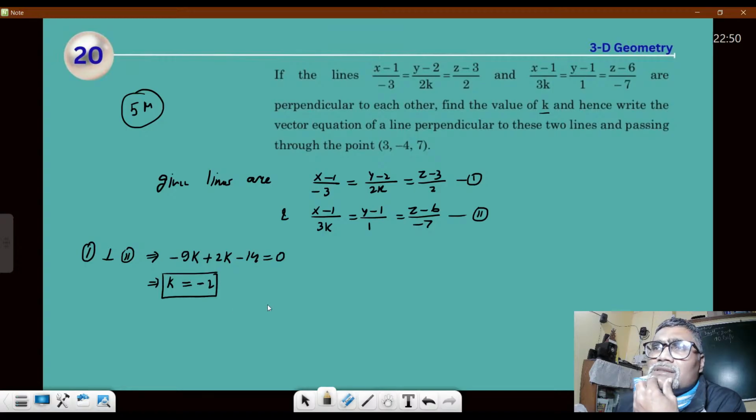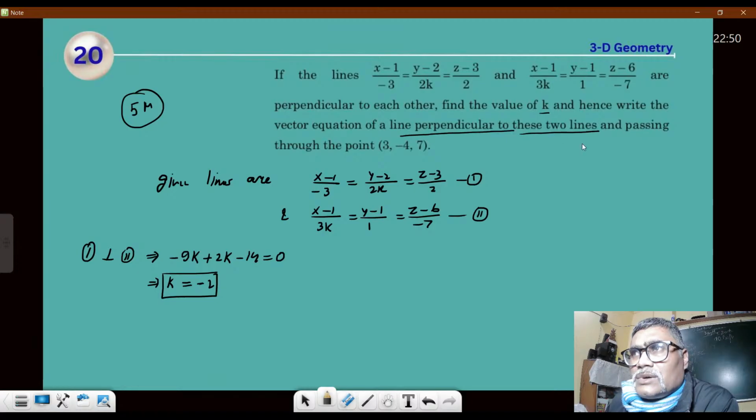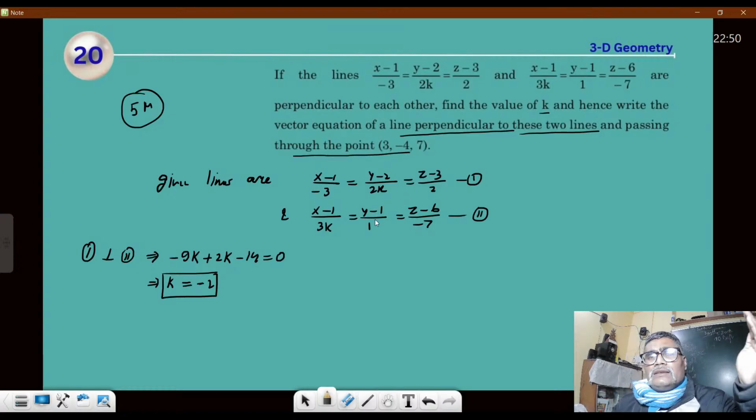The first part is done for you, right? Now I need to find the next part. Write the vector equation of a line perpendicular to these two lines and passing through this point. So if these two lines are there, I have to find the new line which is perpendicular to both of these, right? So let me find this.